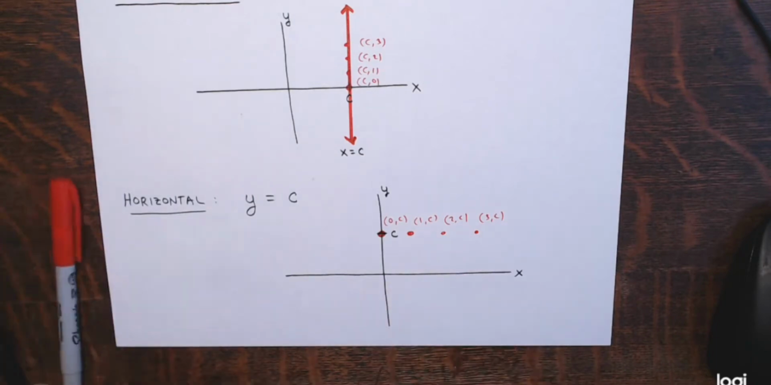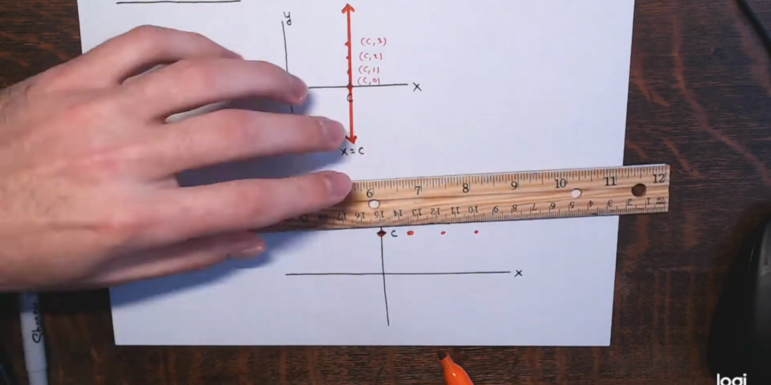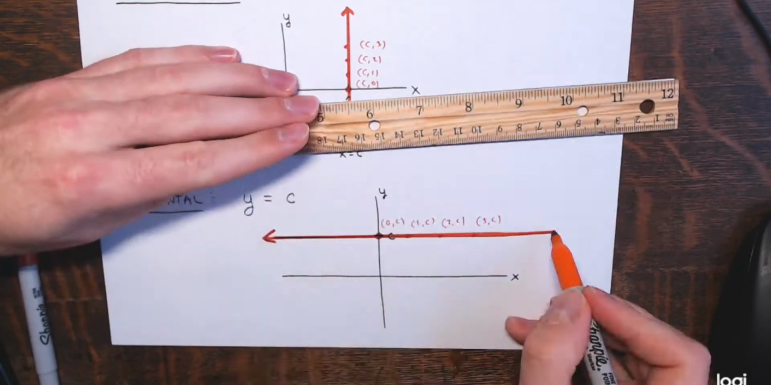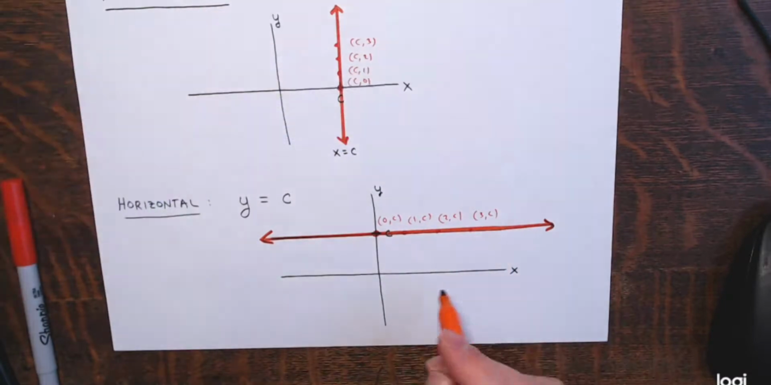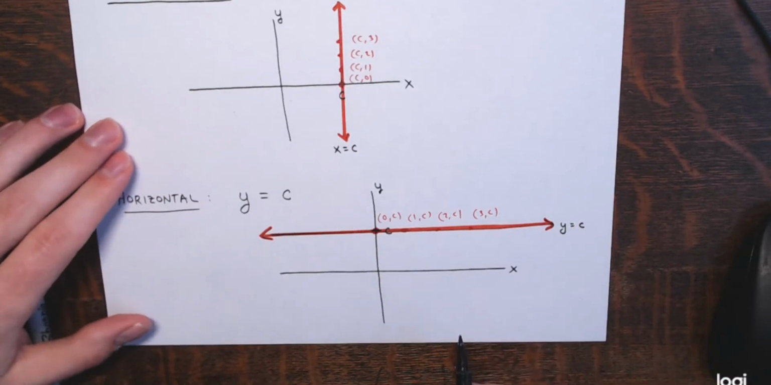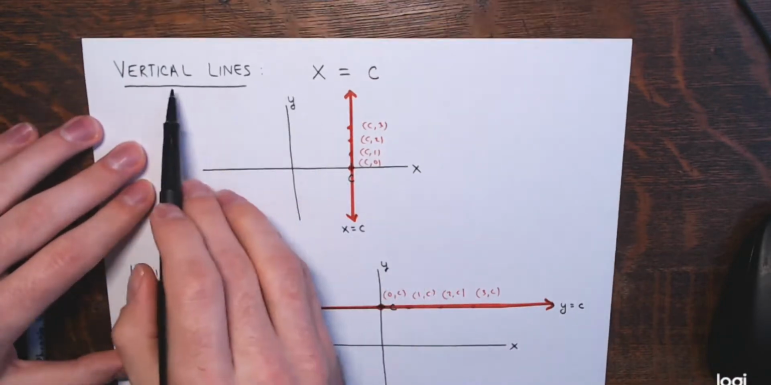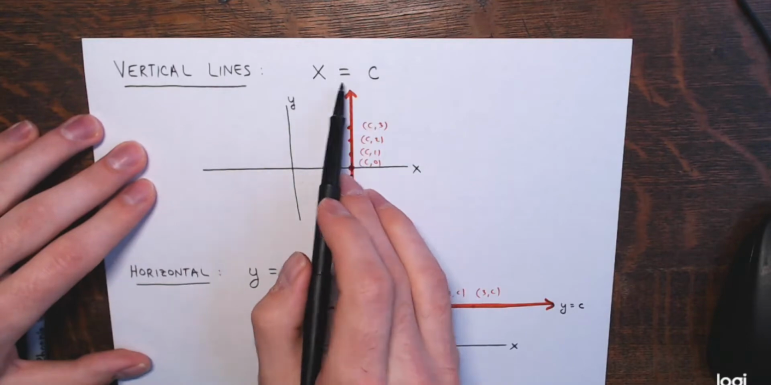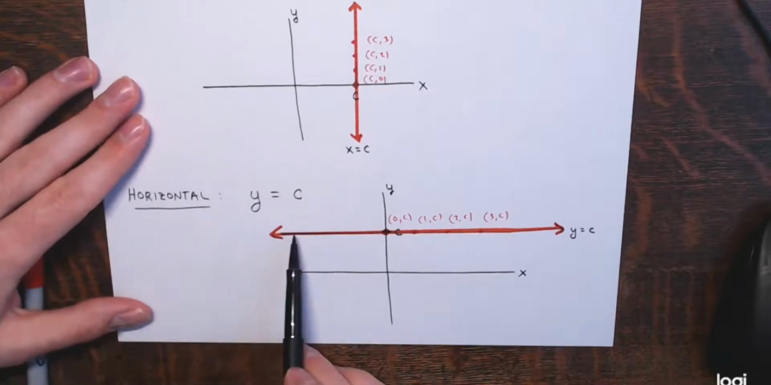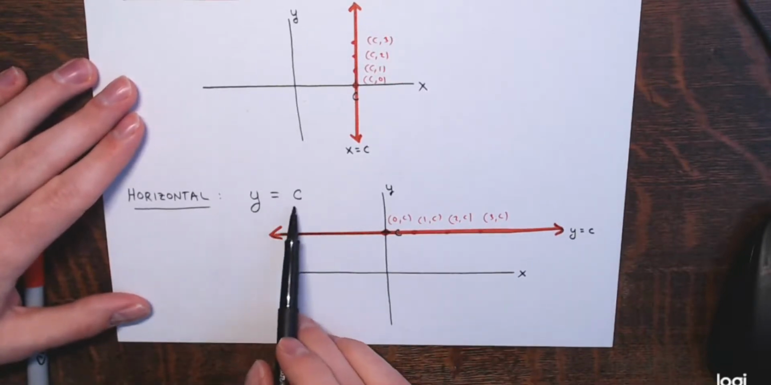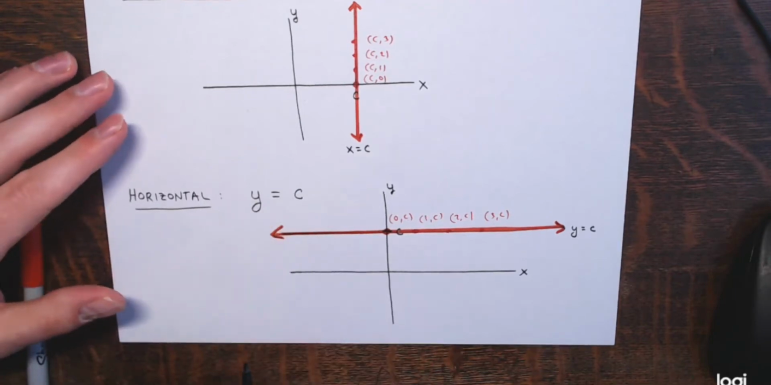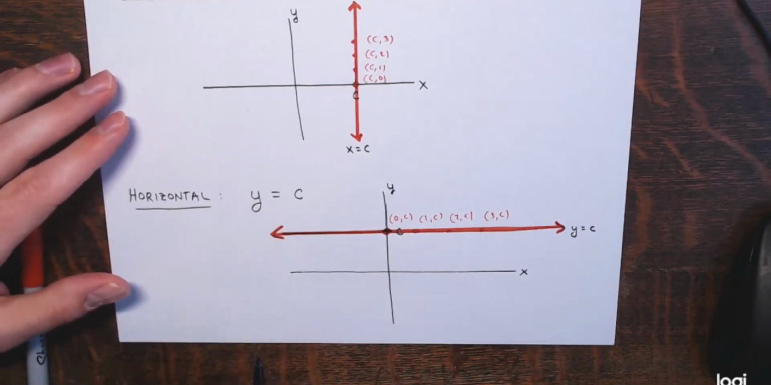If the y coordinate is always the same number, and you draw a line through those points, you get a horizontal line. It's going straight left and right. It's parallel to the x-axis. There's the line y equals c. So every equation of a vertical line is just x equals some number: x equals 2, x equals 5, x equals -1, x equals 0. And every horizontal line has an equation that looks like this: y equals 2, y equals 5, y equals 0, y equals 7. Just y equals some number all the time. So I hope that's clear.